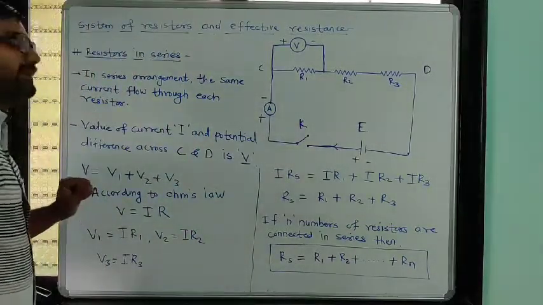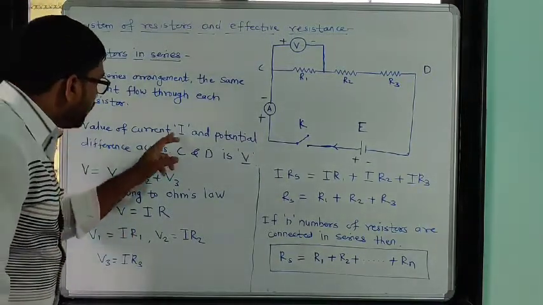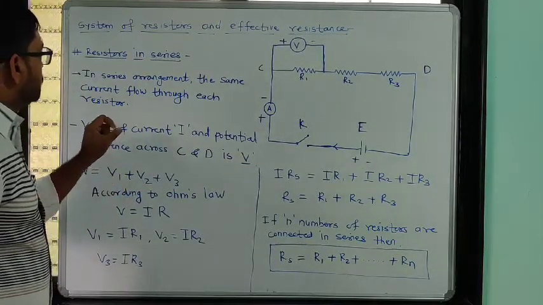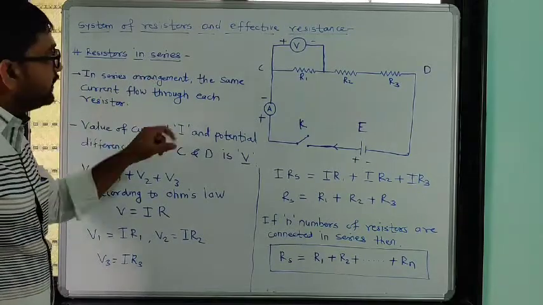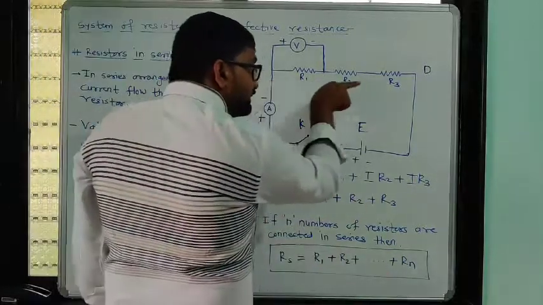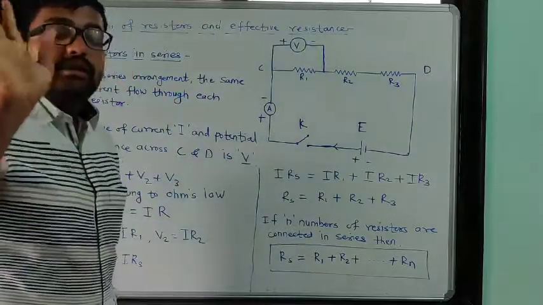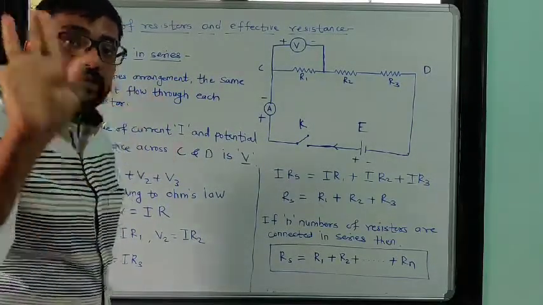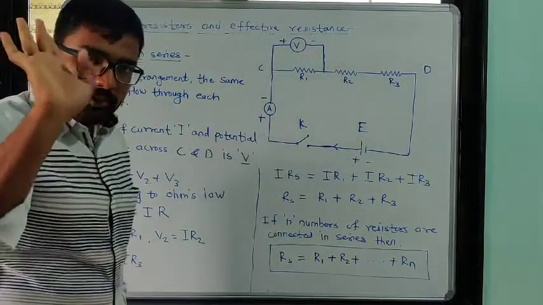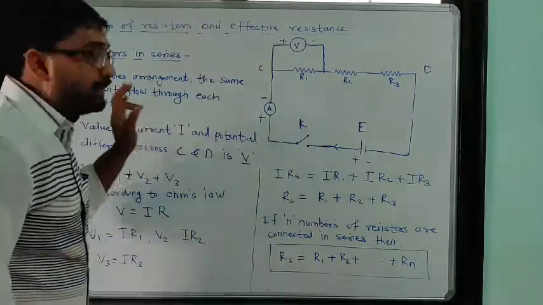So in a series connection, what happens? Generally you have to remember one thing: the value of current, I. In a series arrangement, the same current flows through each resistor. The value of current remains the same across each and every resistor. That thing you have to remember: in a series connection, the value of current remains the same.